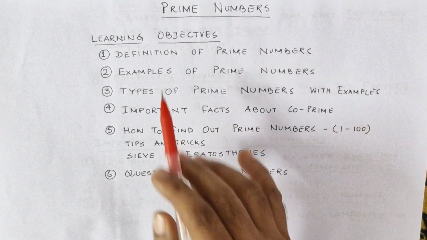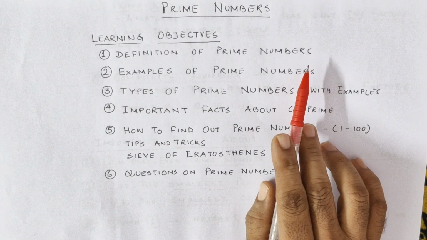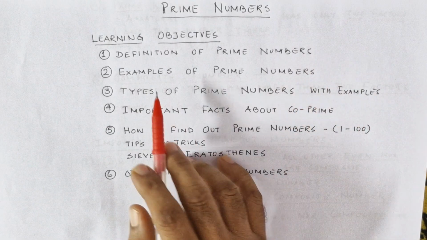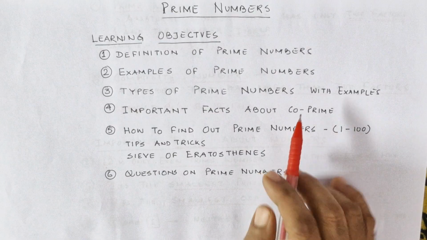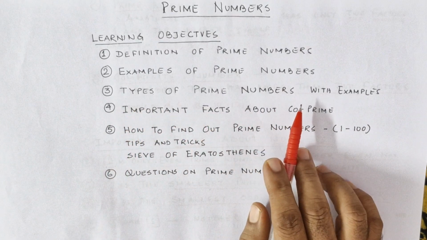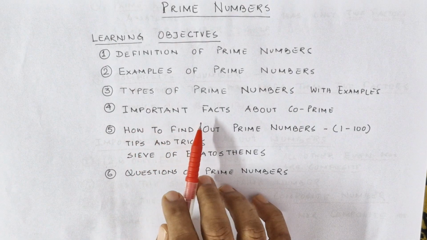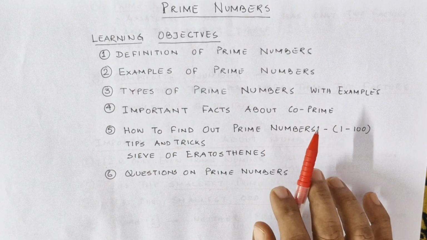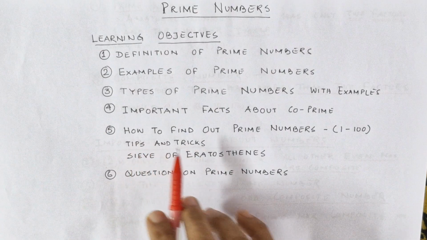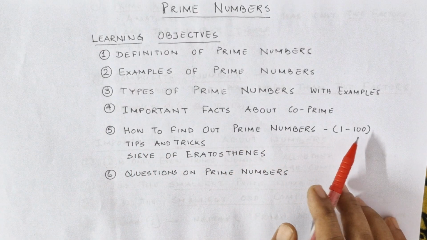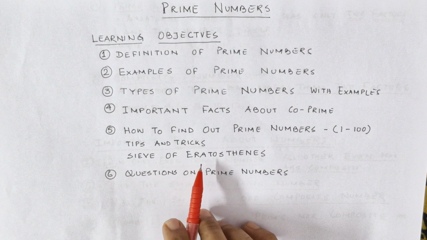So today we'll learn the basic definition of prime numbers, which we have seen in the last video. We'll see some examples of prime numbers. We'll see types of prime numbers with examples. Then important facts about co-prime. What is co-prime will come soon. We'll see how to find out prime numbers 1 to 100, certain tips and tricks, and sieve of Eratosthenes.